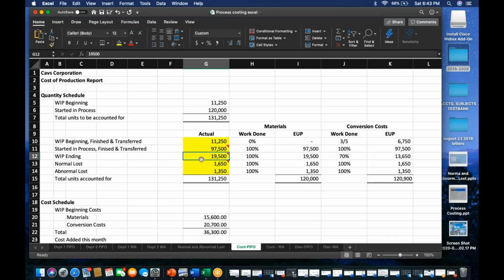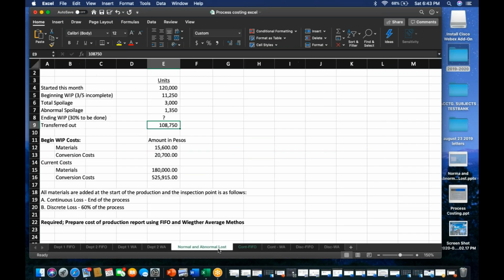Okay? Work in process end is 30% still to be done. So therefore, ilang percent na yung natapos sa kanya? 70%. 30% still to be done. Yung beginning work in process natin is 3/5 incomplete. So therefore, 2/5 complete na siya. Ang dadagdag na lang natin, 3/5.